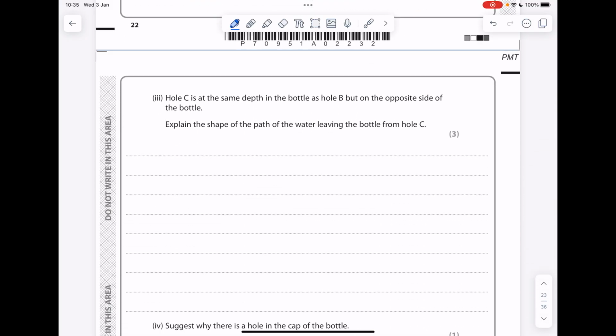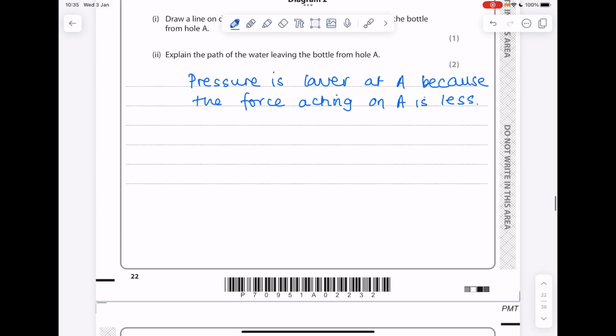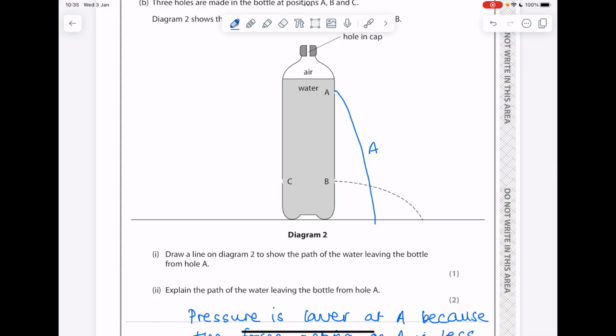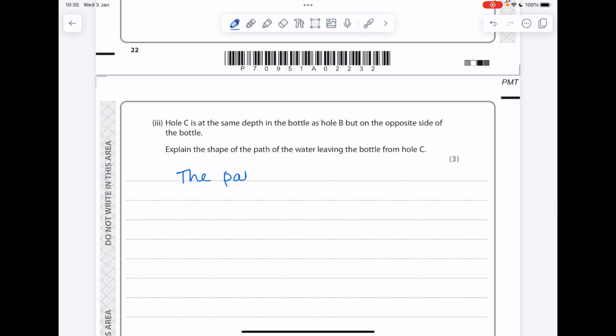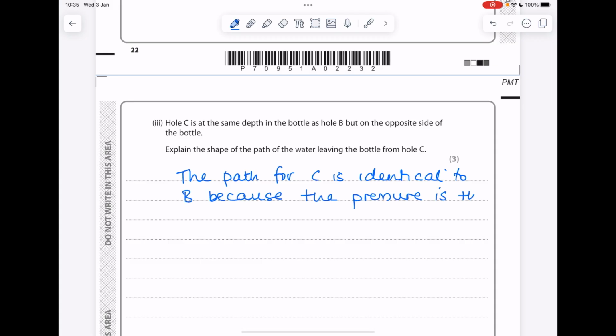Hole C is at the same depth in the bottle as hole B, but on the opposite side of the bottle. Explain the shape of the path of the water leaving the bottle from hole C. So we've been told it's the same depth, so we would pretty much expect to see an identical path simply because that pressure is the same. And then we've got our 2 marks, and then you just want to point out that thing it says in the specification. Remember, the specification is something you need to refer to all the time, which is that pressure acts equally in all directions.